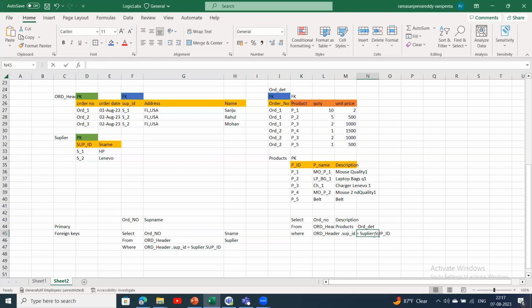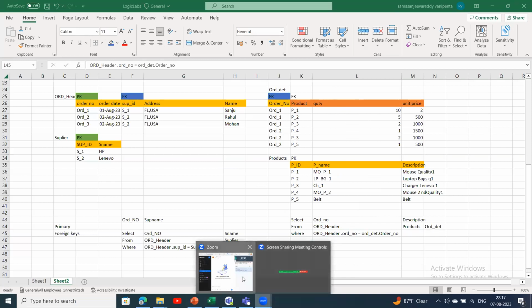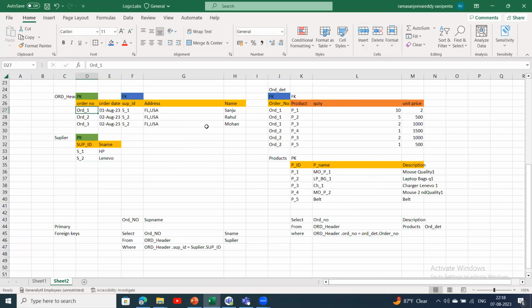So, first step, I'm comparing. Order header, order number. I'm joining with order details, order number. Is this right or wrong? First, I'm doing this one only, right? With my naked eyes. Speak up, guys. It means first relating two tables. With my naked eyes, I'm joining this one with this one. Yes or no? And then I'm picking this one from this table and joining with this.